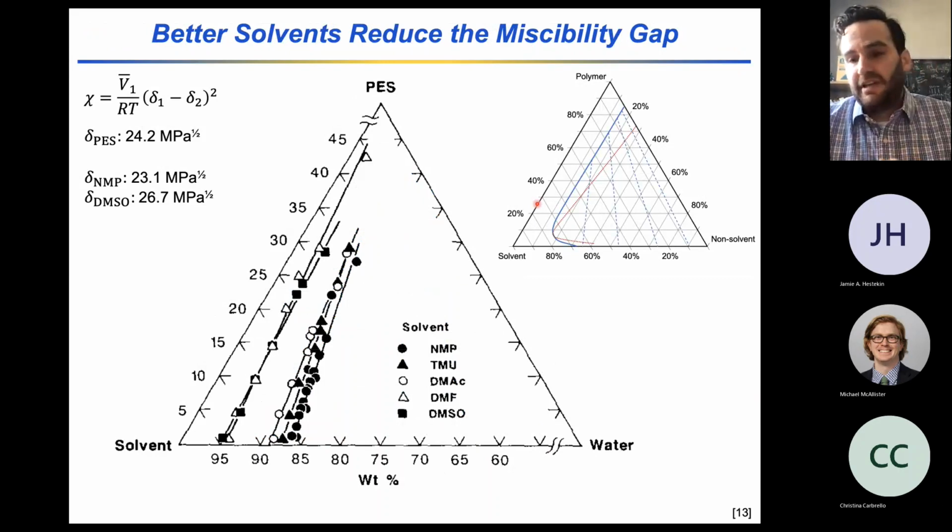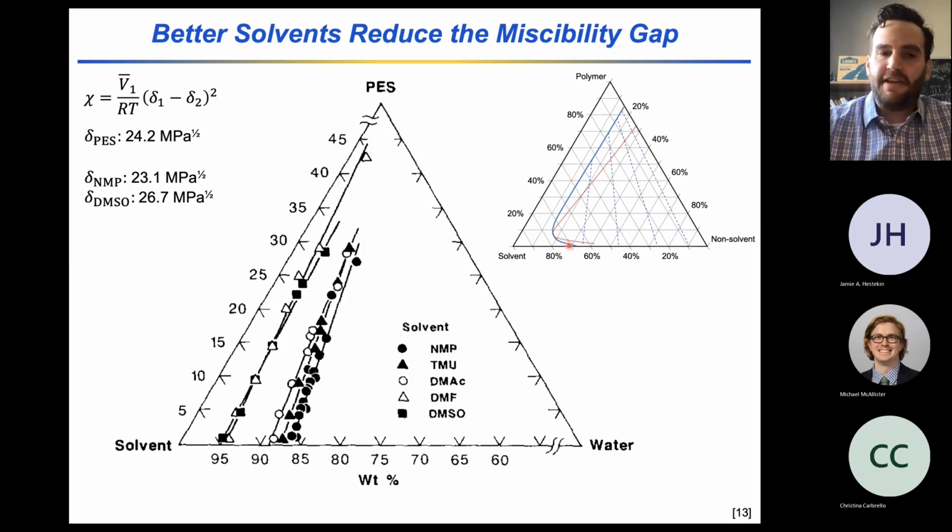And so as we formulate the casting solution, it's very helpful to think about how we might be able to define this binodal or this phase boundary by picking different materials in the casting solution. I'll remind you that I mentioned that this difference in solubility parameters is important for defining the miscibility gap. And so you'll note here that for polyether sulfone, the difference between the solubility parameter of DMSO and polyether sulfone is greater than the difference in the solubility parameter between N-methylpyrrolidone and polyether sulfone.